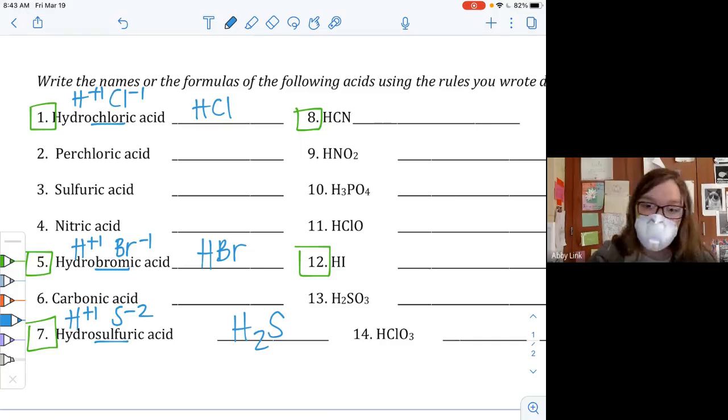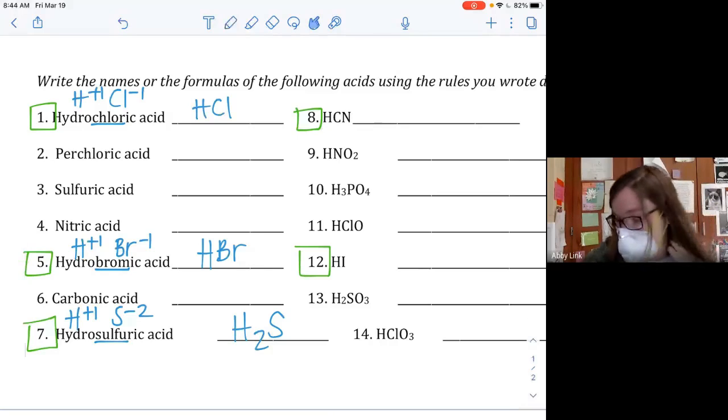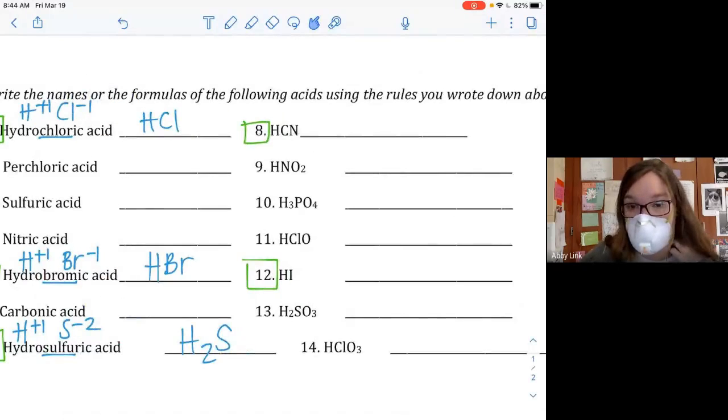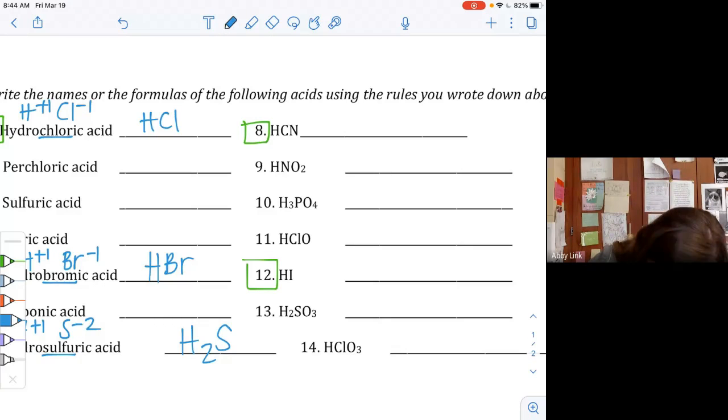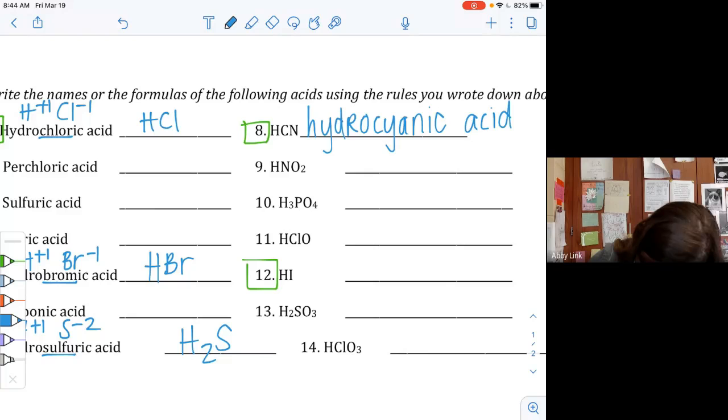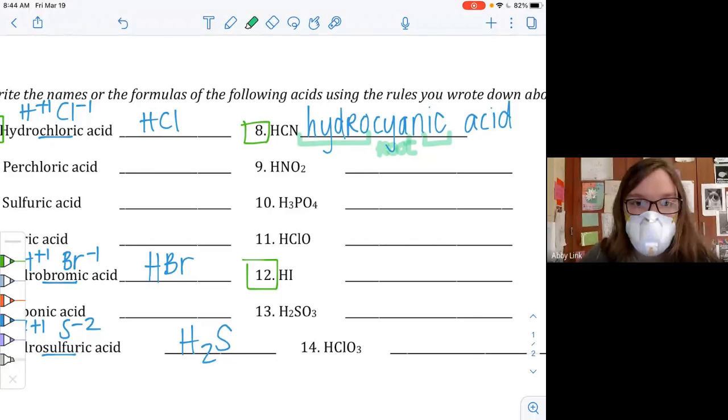Let's do the reverse. Let's work on 8 and 12, where we're given the formula and have to write the name. Now, CN is actually a polyatomic ion, and that's cyanide. It's a little bit weird. We're bonding our hydrogen with cyanide. So we're going to start again with our hydro prefix, hydro, and then cyanic acid. So I've got my prefix, I've got my suffix, and then I have the root in the center there, coming from my cyanide.